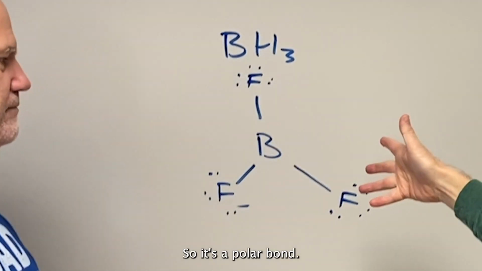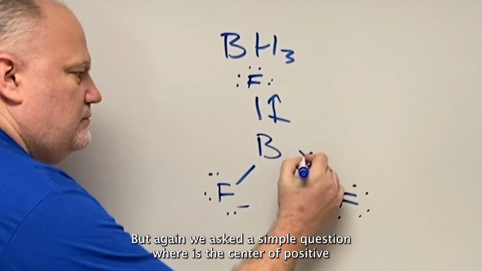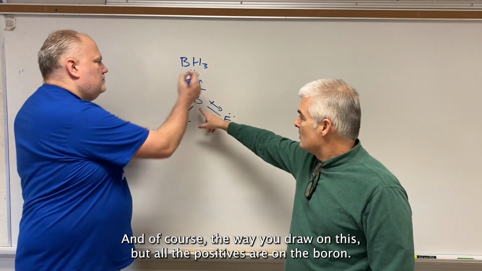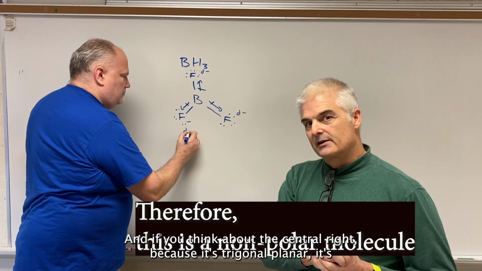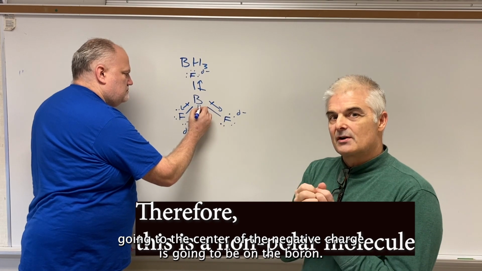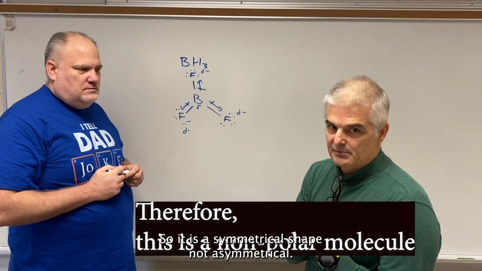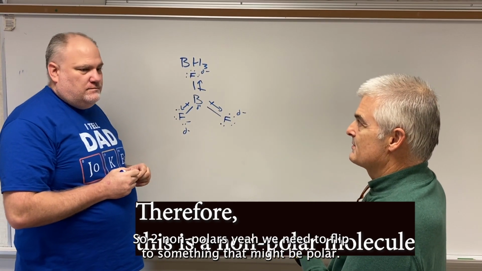So it's a polar bond, but again, we ask the simple question: where's the center of positive and negative charge? And of course, the way you've drawn this, all the positives are on the boron. And because it's trigonal planar, the center of the negative charge is going to be on the boron, so they cancel out. So it is a symmetrical shape, not asymmetrical. So I've shown two nonpolars. We need to flick to something that might be polar.